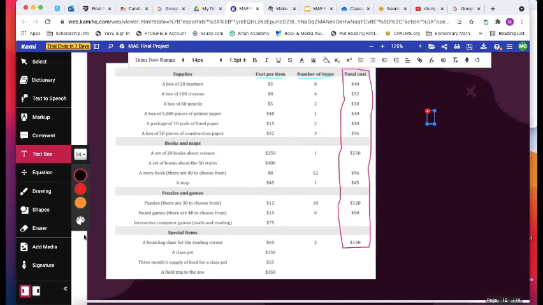So for supplies, it equals $248. Let me go ahead and do books and maps. And then we have puzzles and games. And then we have special items.